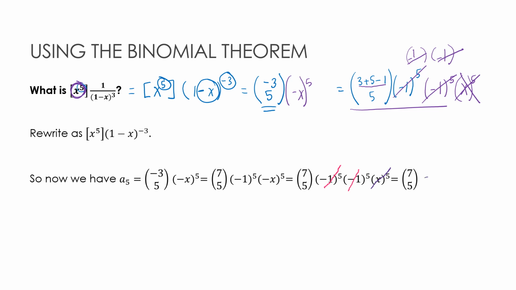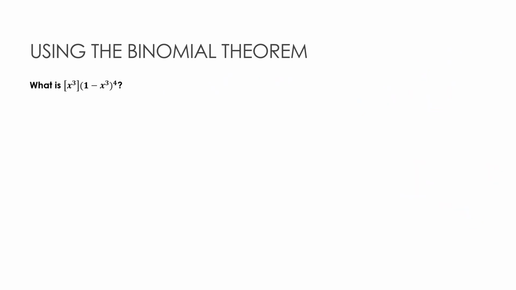Now, if I were asked to, of course, I could find 7 factorial over 5 factorial 2 factorial, which would be 42 over 2, which would be 21. But typically, 7 choose 5 is all I'll be looking for. Let's take a look at another one together. This one should be simpler than our last one.